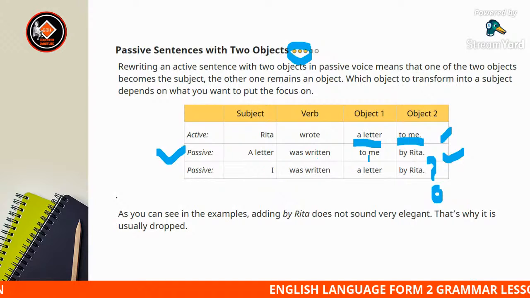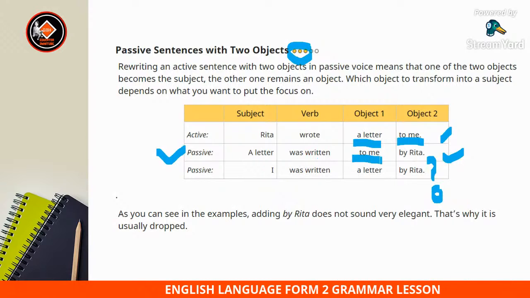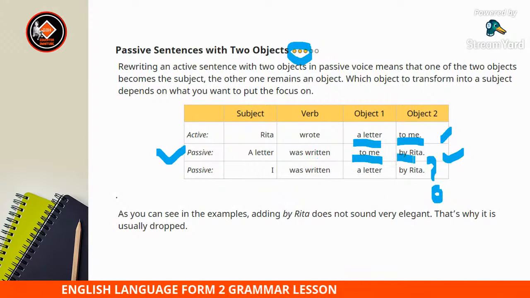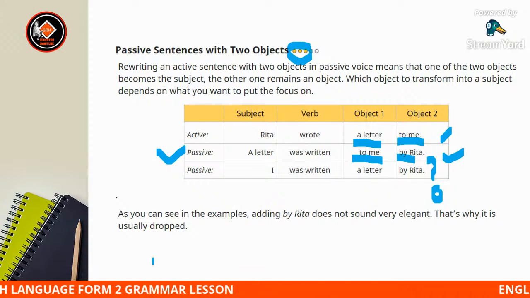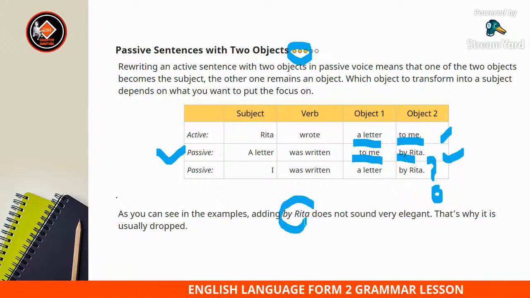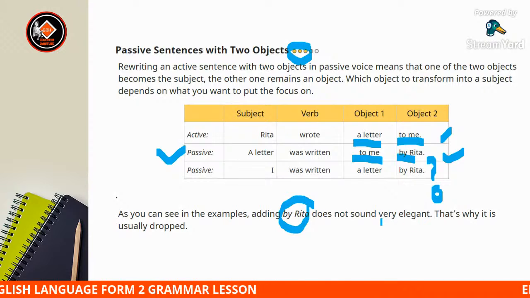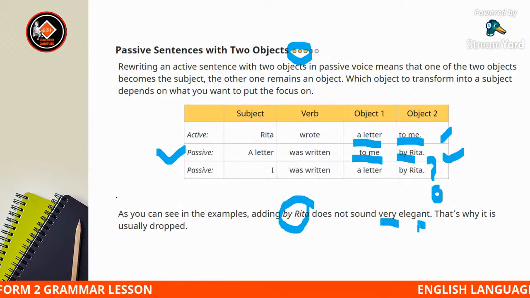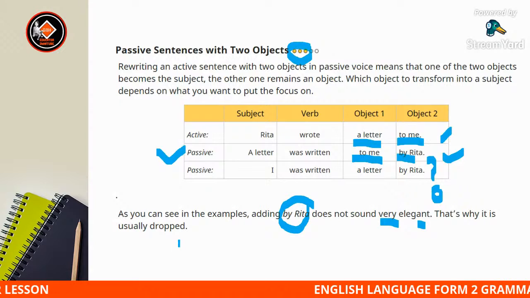So this one is what you write: a letter was written to me. To me is one object, and then the second one is by Rita. As you can see in the examples, adding by Rita does not sound very elegant. Yes, the sentence is not nice. That's why it is usually dropped.